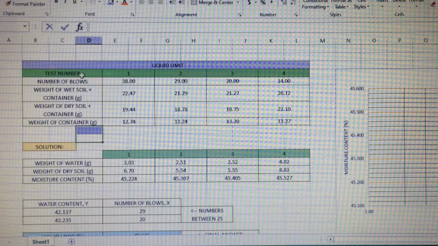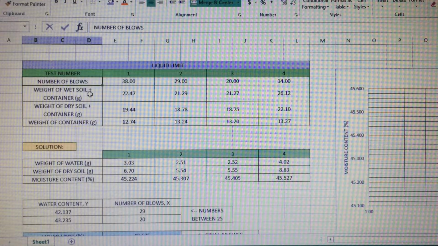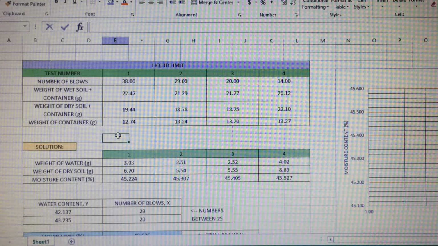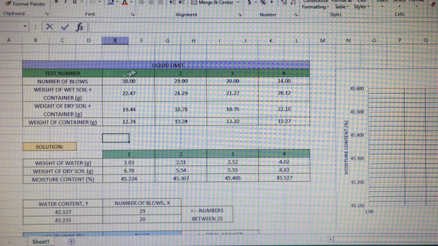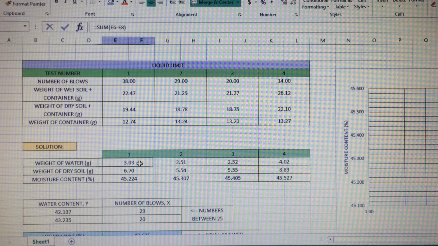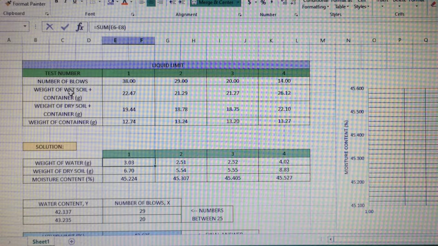The number of blows, the weight of wet soil plus container, weight of dry soil plus container, and the weight of container. So what I did here is I made another table for the solution. So this is test number 1, 2, 3, and 4. So for the weight of water, the formula here is the weight of wet soil plus container minus the weight of container.